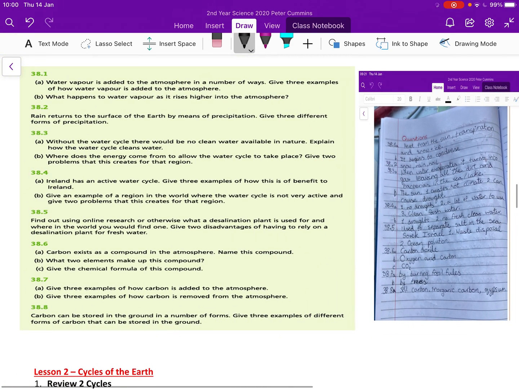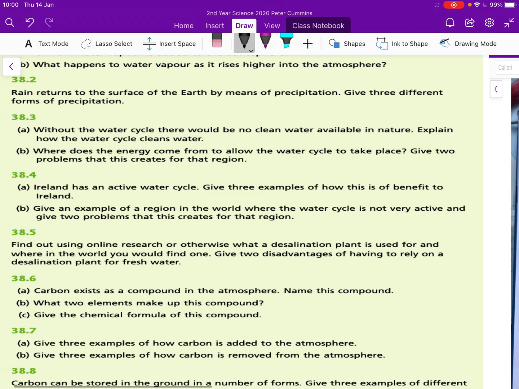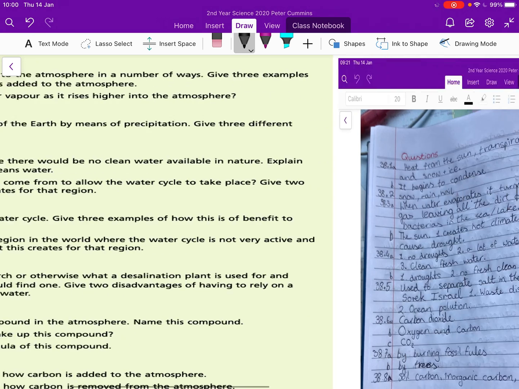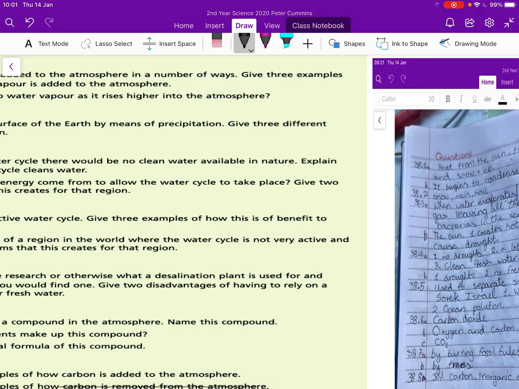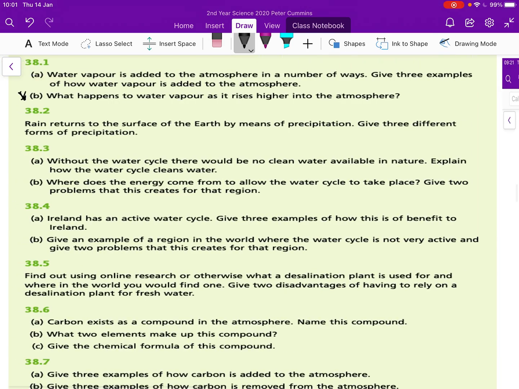So we think of a couple of them, 3 examples of how water vapor is added to the atmosphere. So how do you get water up into the atmosphere? So this person wrote heat from the sun, yes, evaporation, transpiration, and snow and ice melting and evaporating into the air. So there's a lot of ways that water can get up into the air. What happens to water vapor as it rises higher into the atmosphere? So what happens to it as it goes up? And as it goes up higher into the atmosphere, this person wrote, it begins to condense, and it does. It turns from a gas, water vapor, into water droplets, and then can start falling as rain and so on and so forth.